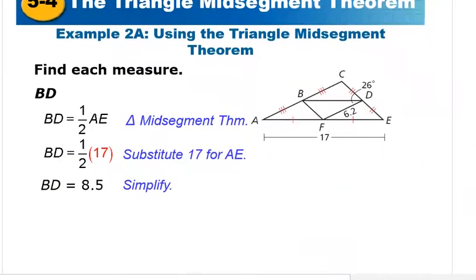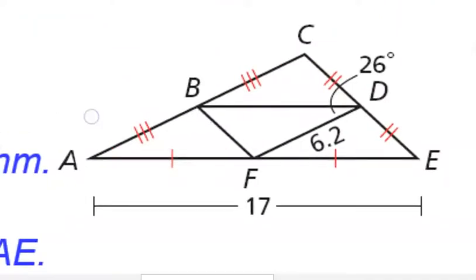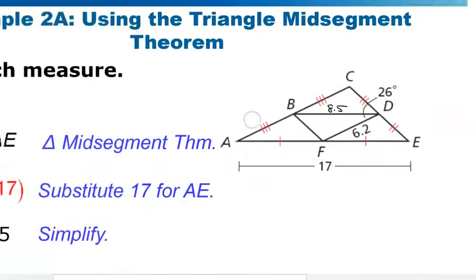So looking at this, if they want us to find BD, the length of BD, ignore all the angle measures. We're just finding BD. This right here. So if this long one is 17, we're going to cut that in half, and we're going to say, well, that's 8.5. Easy as that.